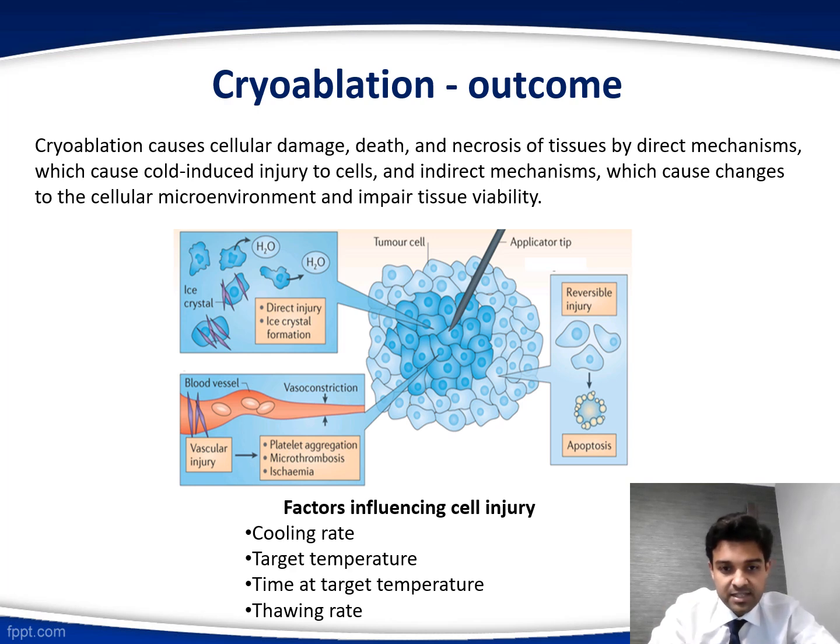Now the 4 major factors that affect both the direct as well as the indirect mechanisms are the cooling rate, the rate at which the ice crystals are formed; the target temperature, the temperature at which the tip is maintained; the time it takes to attain that target temperature; and the rate at which the ice crystals dissipate, the thawing rate. These 4 factors determine the direct and indirect mechanisms for the destruction, or apoptosis, of the cell.